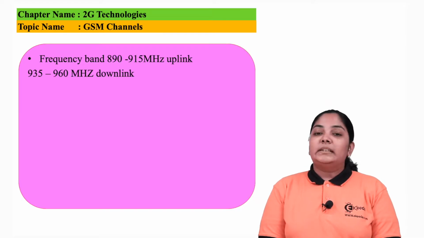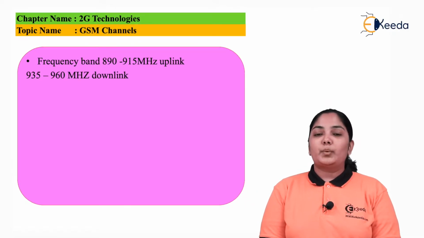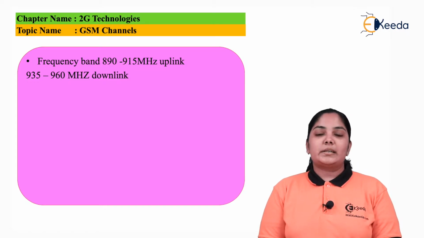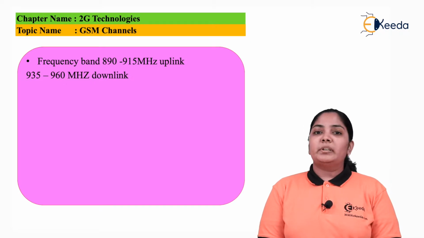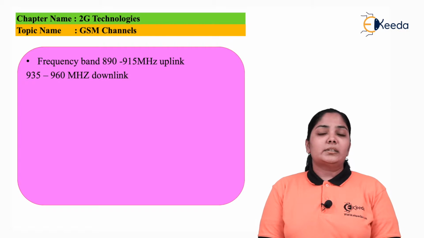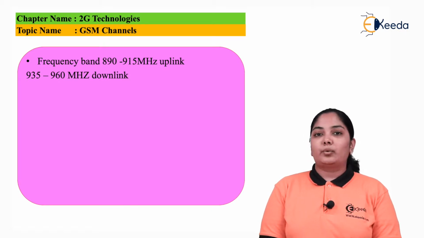GSM channels. Let us first understand what are the frequency bands being allocated for the GSM channel. The uplink frequency channel is located from 890 to 915 MHz. The downlink frequency spectrum in the GSM band is allocated from 935 to 960 MHz. If we remember frequency division duplexing, then we can understand that there is a considerable frequency gap between the uplink channels and the downlink channels.